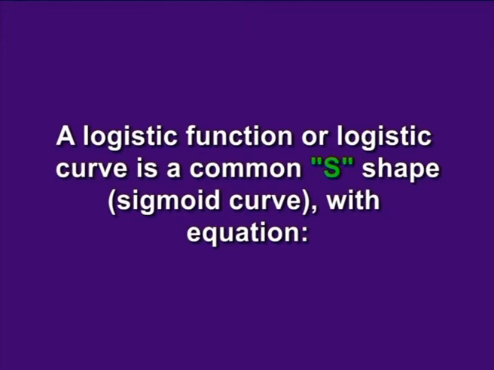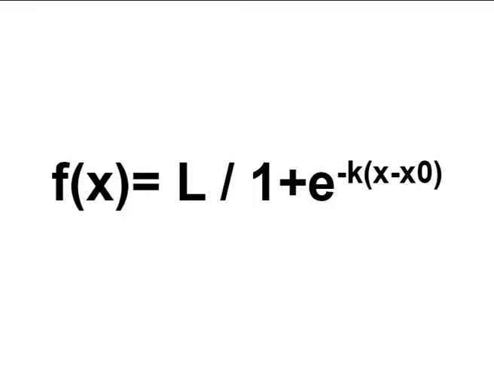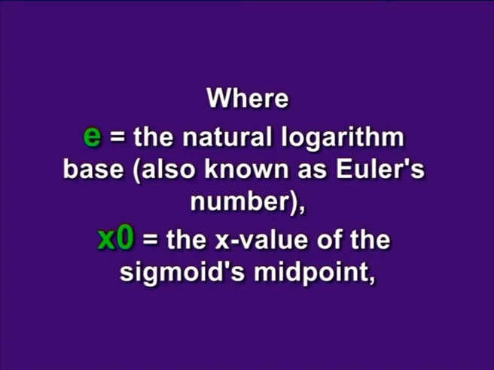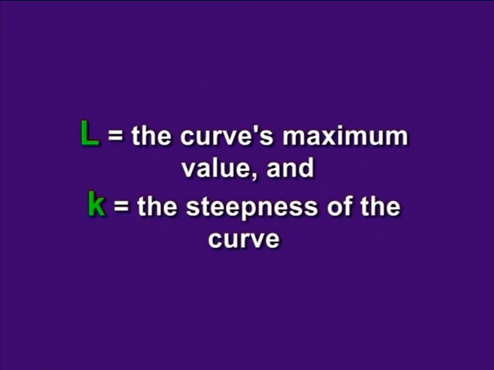A logistic function or logistic curve is a common S-shaped sigmoid curve with equation f(x) equals L divided by 1 plus e raised to the power of minus k multiplied by (x minus x naught), where e is the natural logarithm base, also known as Euler's number, x naught is the x value of the sigmoid's midpoint, L is the curve's maximum value, and k represents the steepness of the curve.